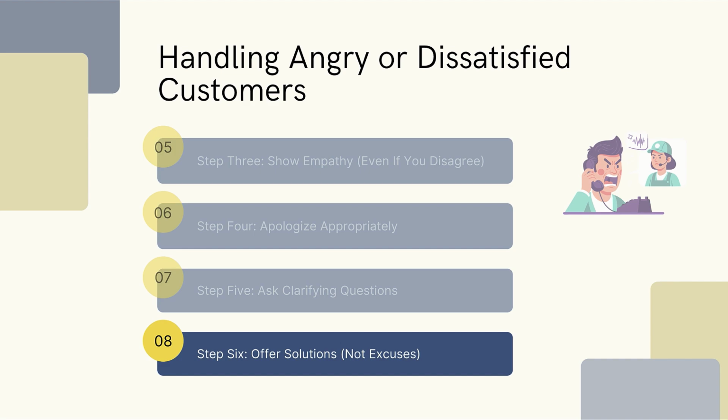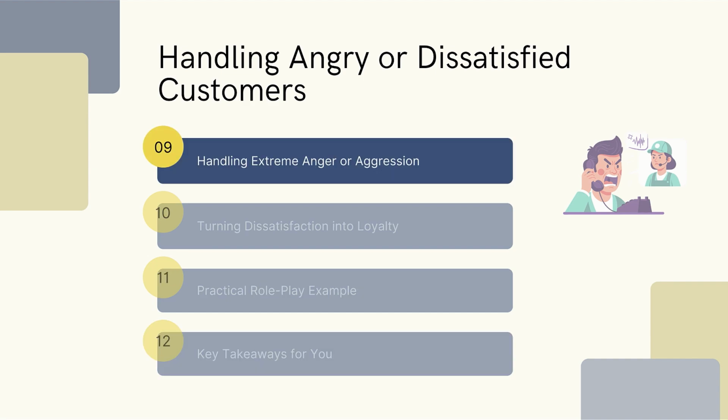Offer solutions, not excuses. Customers want solutions more than explanations. Structure your response like this: summarize the issue, present clear options, ask for agreement. Example: Let me make sure I understand correctly. Your order arrived late and incomplete. Here are two options I can offer: a replacement shipped today or a full refund. Which works better for you? This gives the customer a sense of control, a clear path forward, and confidence in your professionalism.